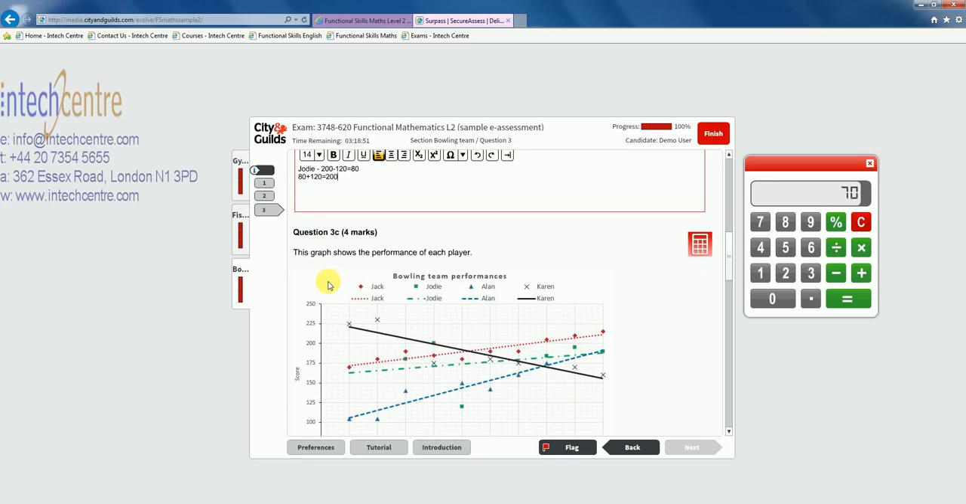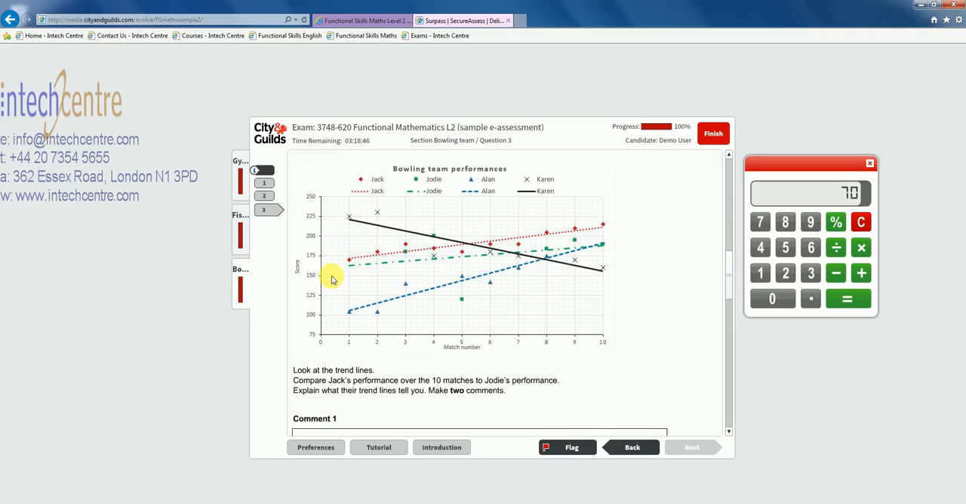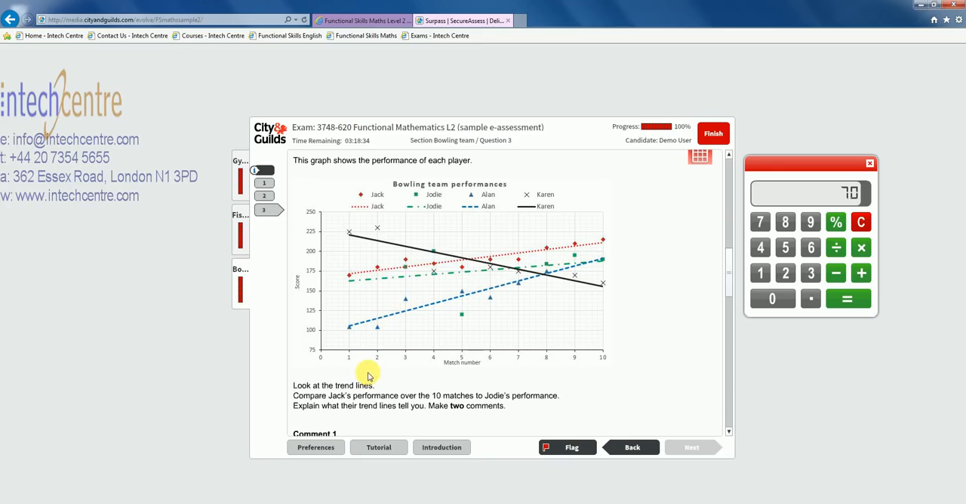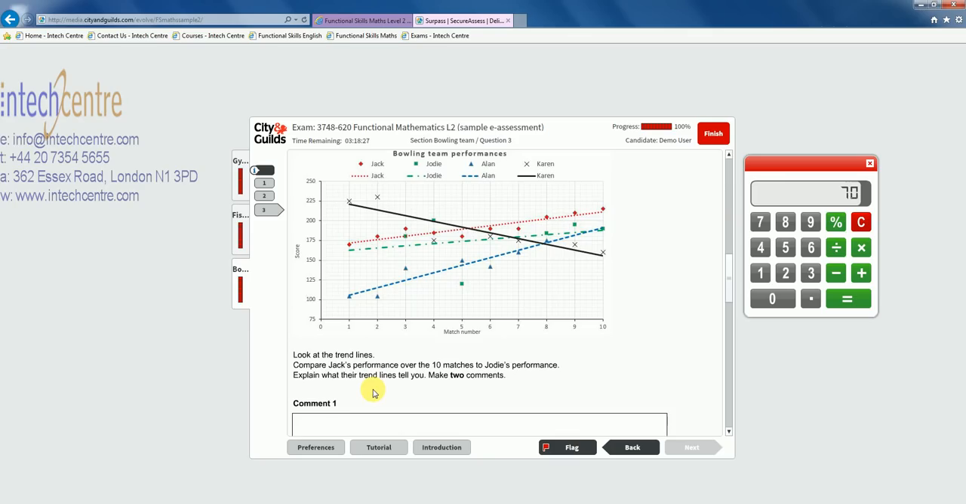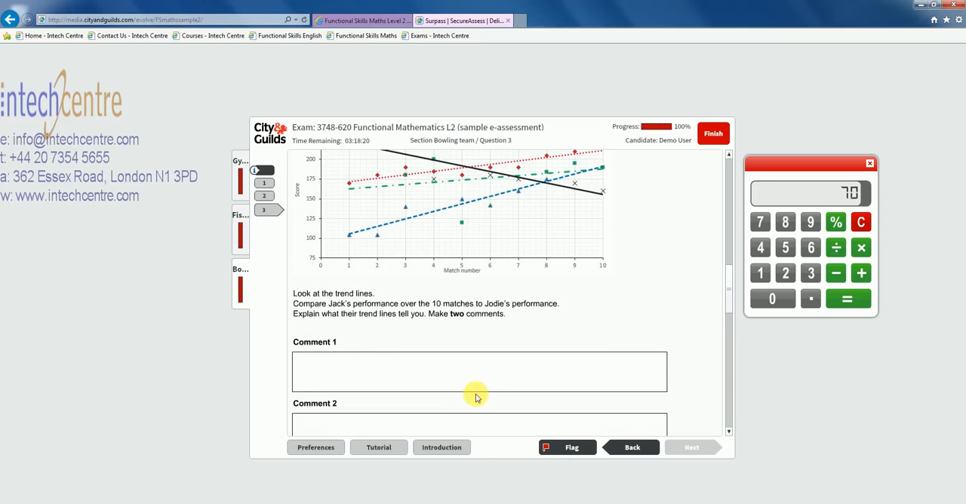So question 3C is worth 4 marks. The graph shows the performance of each player. So as you can see, this is the graph. So this is bowling team performances for all the players. So you can see the trend lines for each of the players as well, and the match numbers here and the scores. So look at the trend lines. Compare Jack's performance over 10 matches to Jodie's performance. Explain what the trend lines tell you. Make 2 comments. So it's asking you to make 2 comments comparing Jack's performance to Jodie's performance.